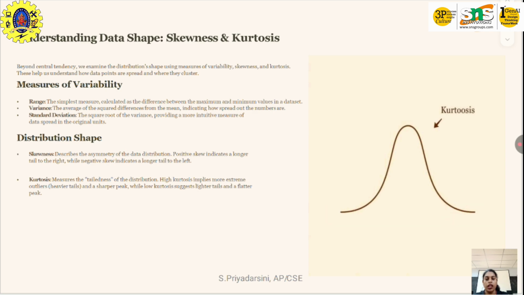Okay, next is kurtosis. It measures the tailedness of a distribution. High kurtosis means a sharp peak and heavy tails, while low kurtosis means a flatter distribution. These measures tell us whether our data is balanced, spread out, or concentrated.